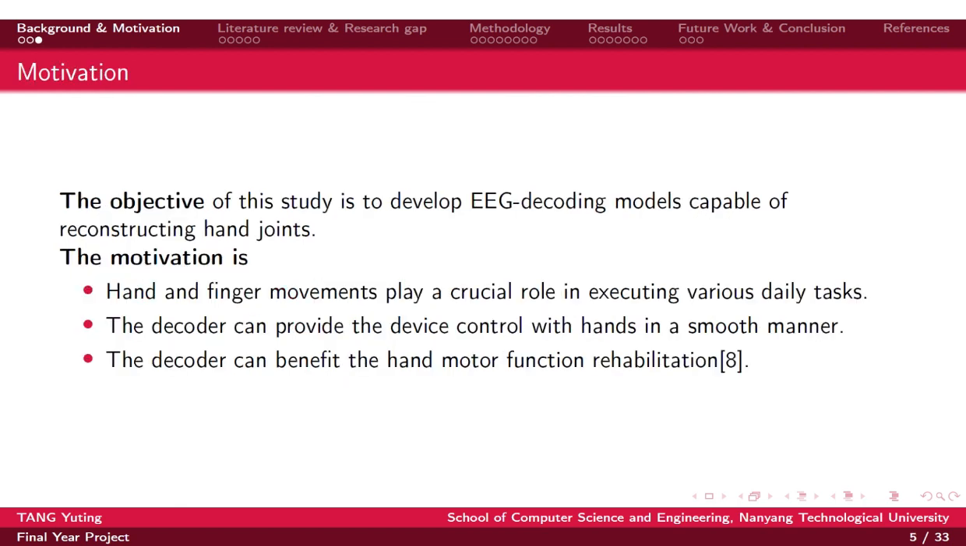The objective of this study is to develop EEG decoding models capable of reconstructing hand joints. The motivation can be summarized in 3 points. Firstly, hand and finger movements play a crucial role in executing various daily tasks. And secondly, the decoder can provide the device control with hands in a smoother manner. And lastly, the decoder can also benefit the hand motor function rehabilitation.